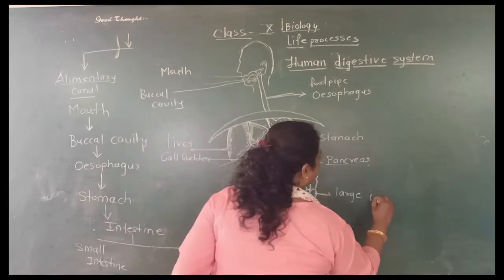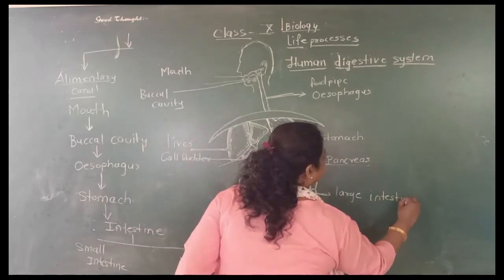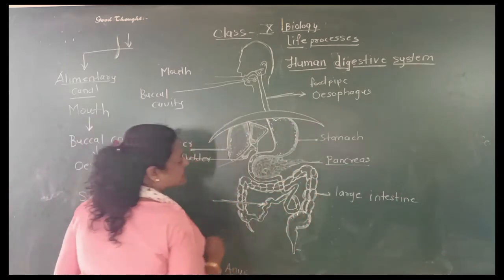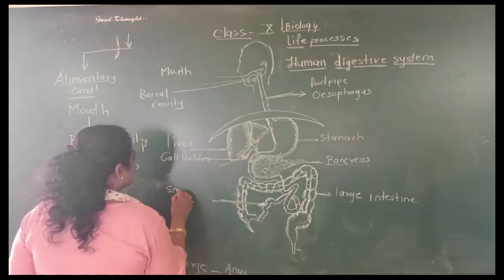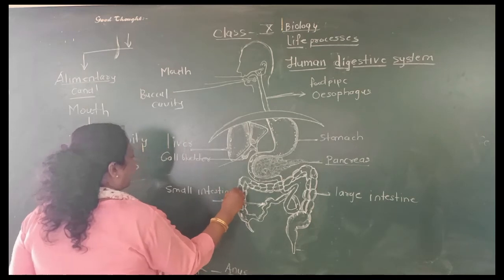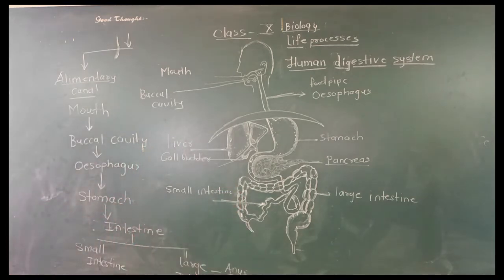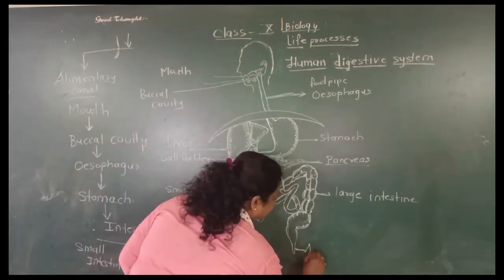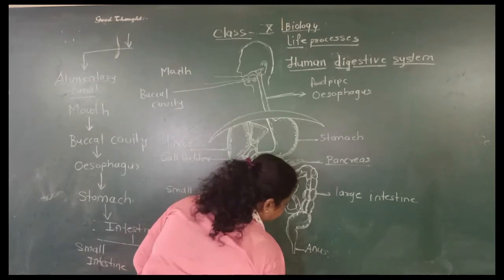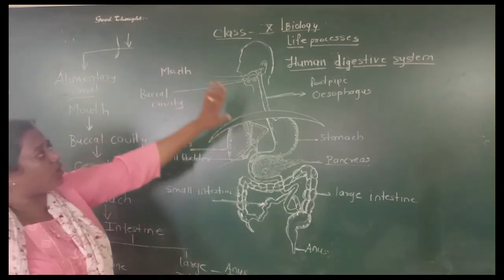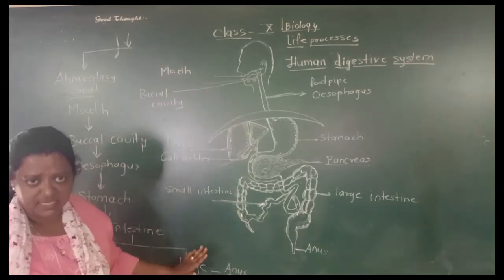What is it called? Large intestine. Okay? And inside it, a coil-like structure is present, that is called the small intestine. Small intestine. And at the end of it is the anus, through which the body gets rid of the fecal matter. Understood? So this is all about the human digestive system.